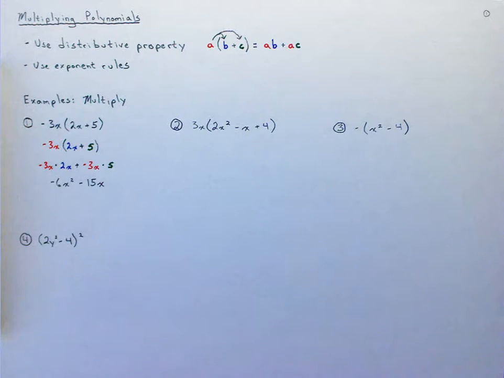Hello everyone, we are going to talk about multiplying polynomials. Whenever you multiply polynomials, you're going to use the distributive property, you're going to use your exponent rules, and sometimes you need to combine like terms after you do so.